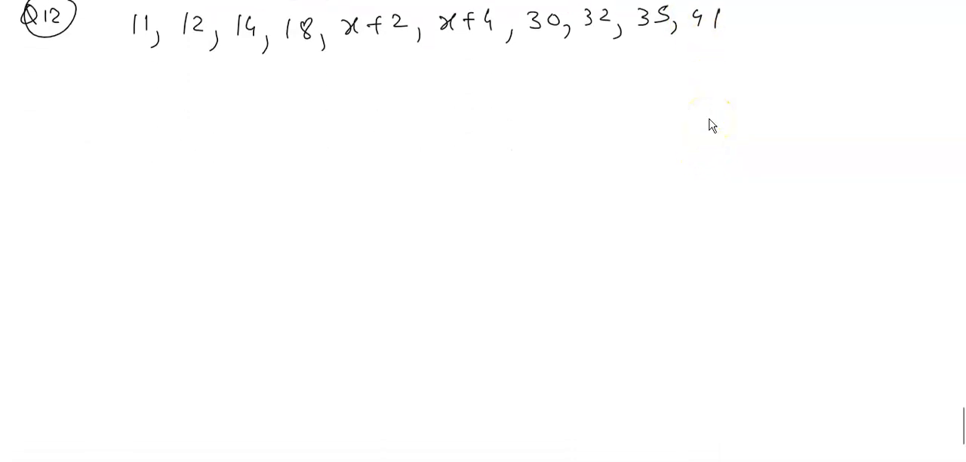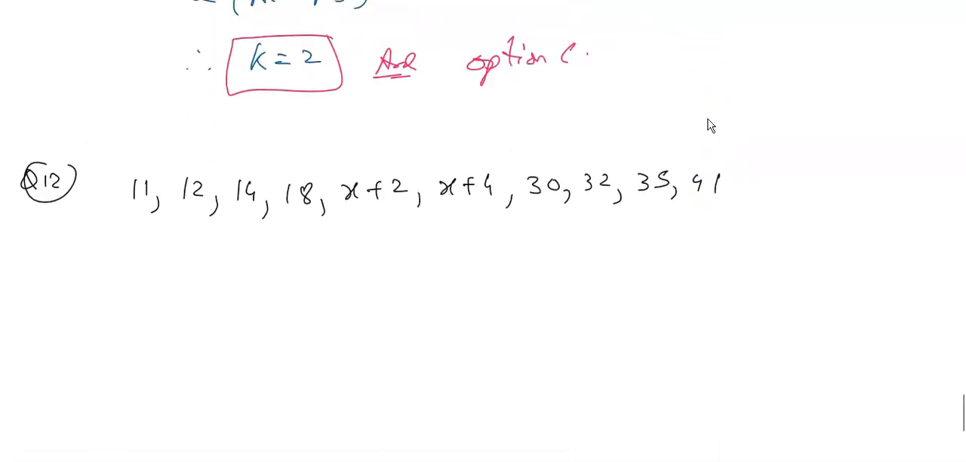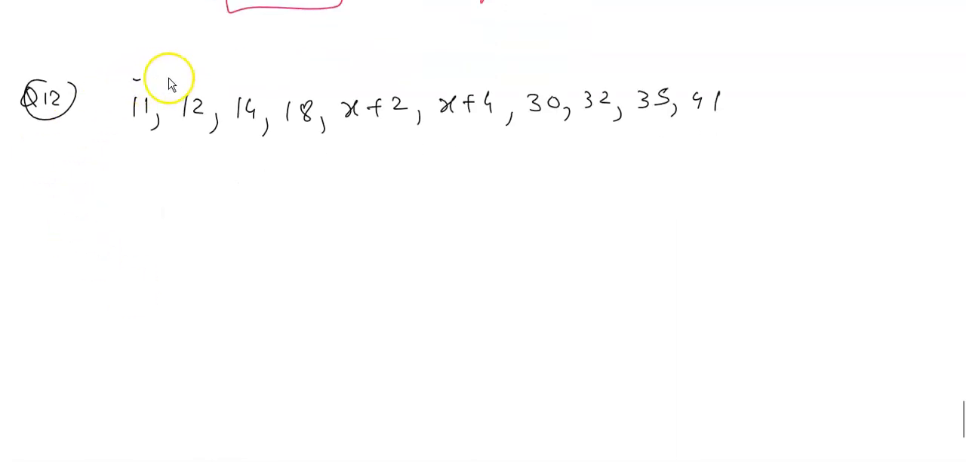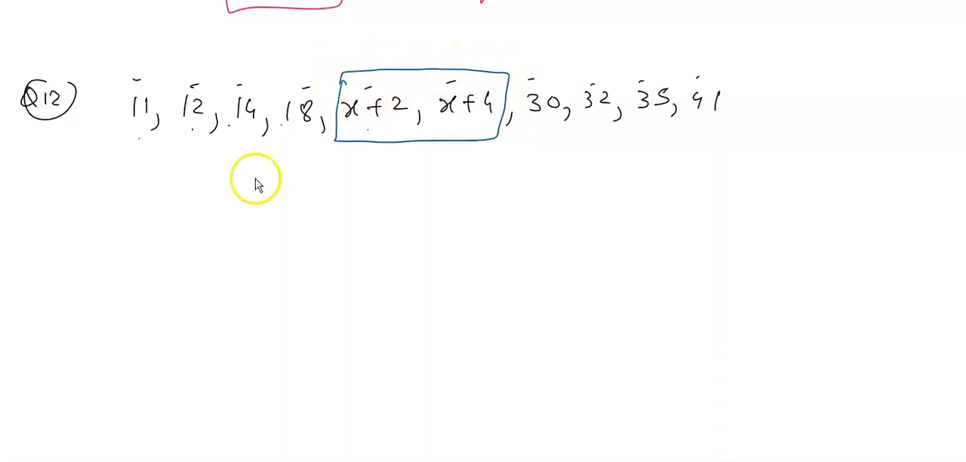Now for median, we want the middlemost observations. So how many observations are there? 1, 2, 3, 4, 5, 6, 7, 8, 9, 10. So 10 observations means the middlemost observations would be 2, so we'll take the mean of that. Which are those? 1, 2, 3, 4, then 5 and 6. So the mean of these two observations will be equal to the median.